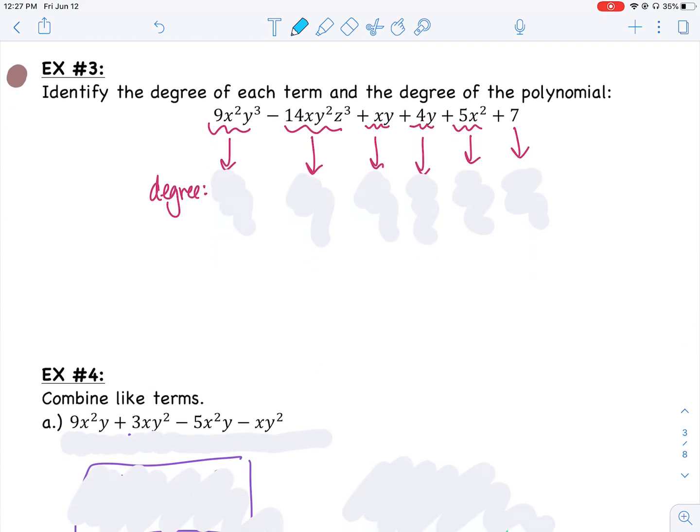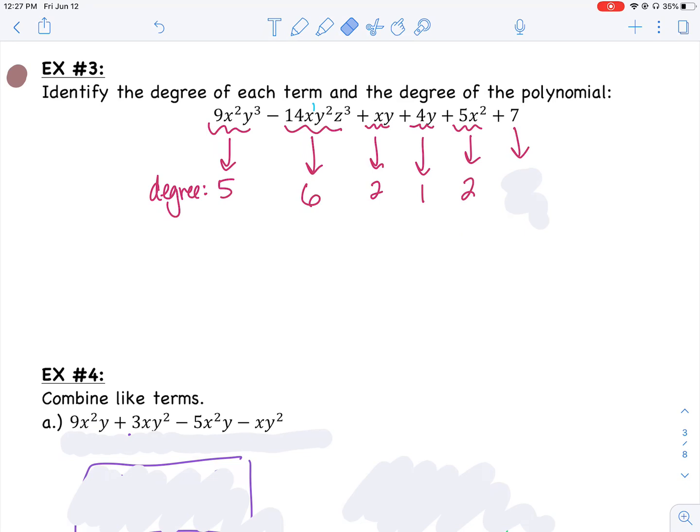Example number 3 says to identify the degree of each term and the degree of this polynomial. So looking carefully at each term, I can determine the degree of each term by simply adding the exponents together. So on my first term here, if I add the 2 and the 3, I would say that this first term has a degree of 5. My next term, remember there's an invisible 1, would have a degree of 6. That's 1 plus 2 plus 3. My third term would have a degree of 2. The 4y has a degree of 1. A 5x squared has a degree of 2.